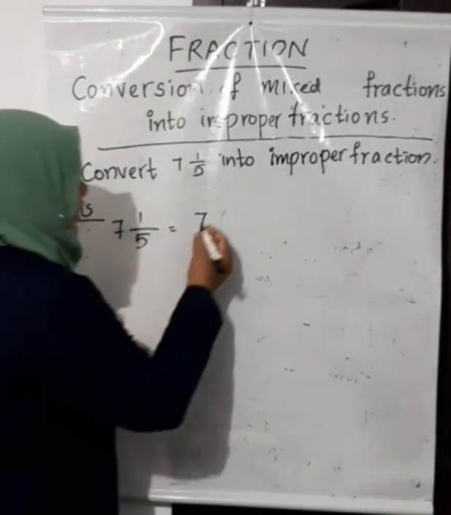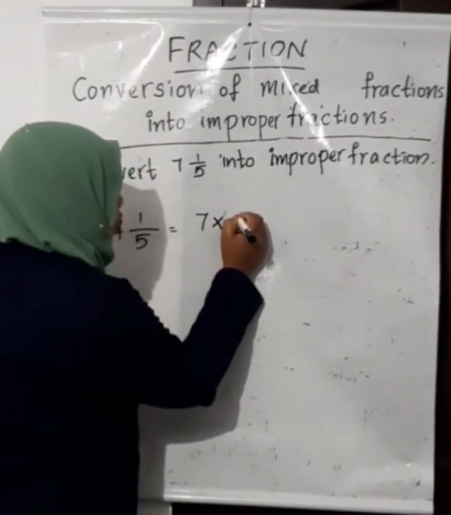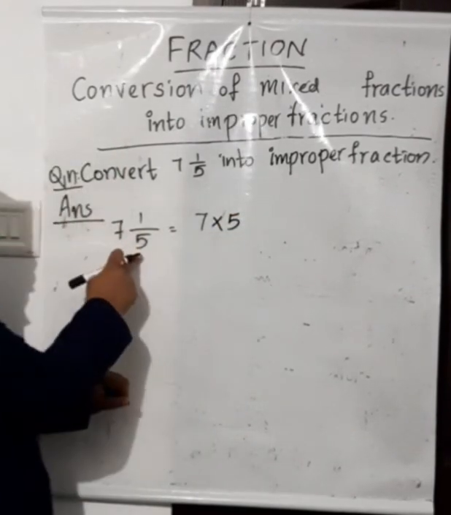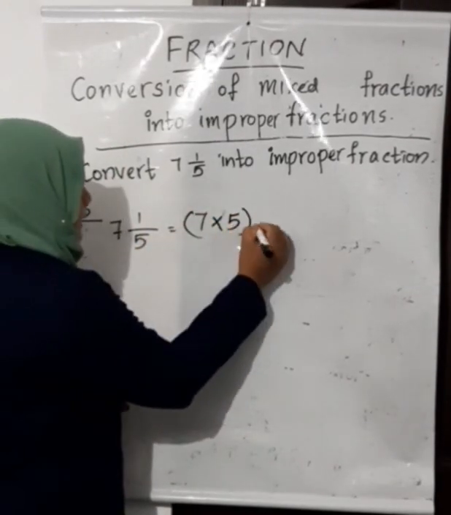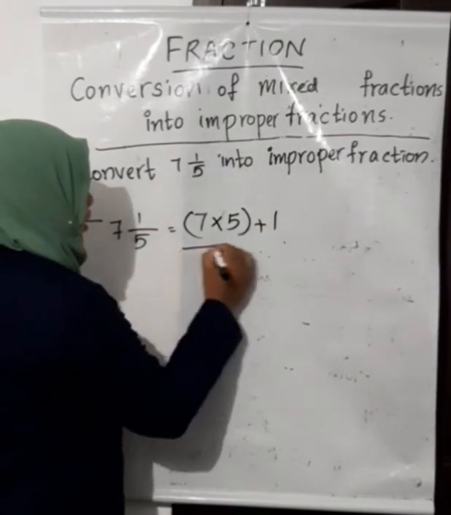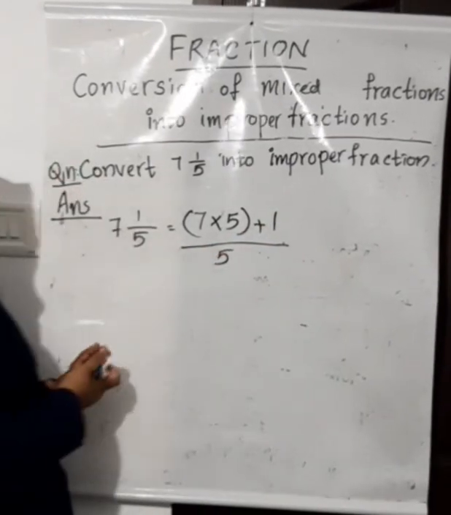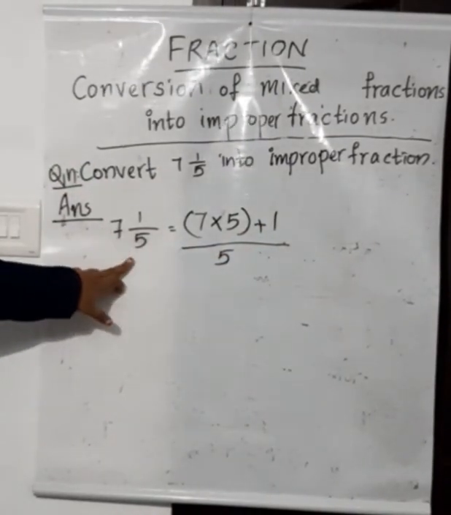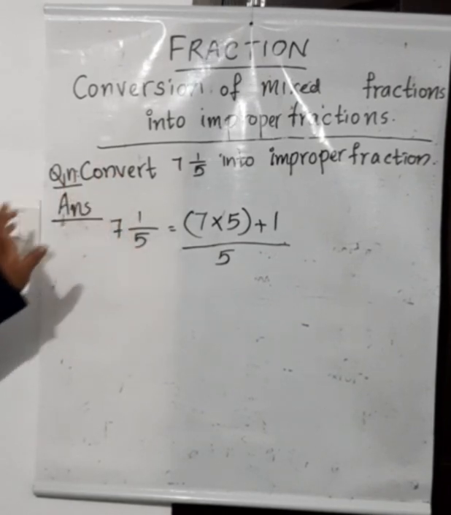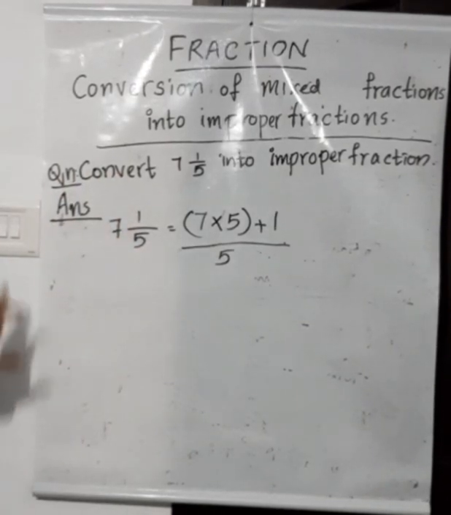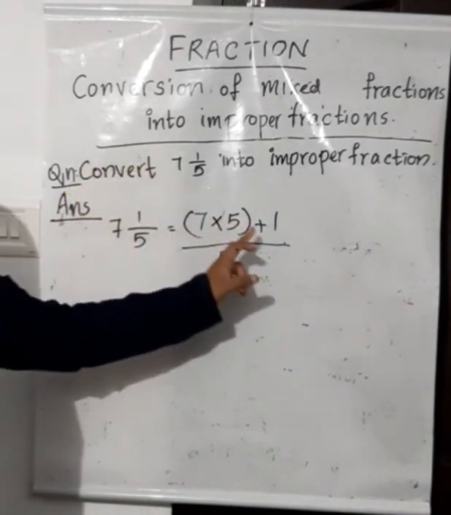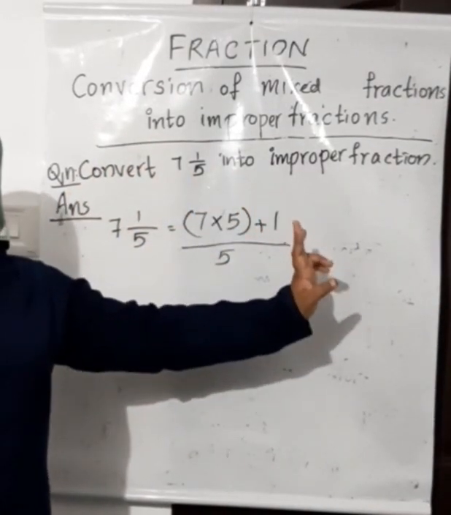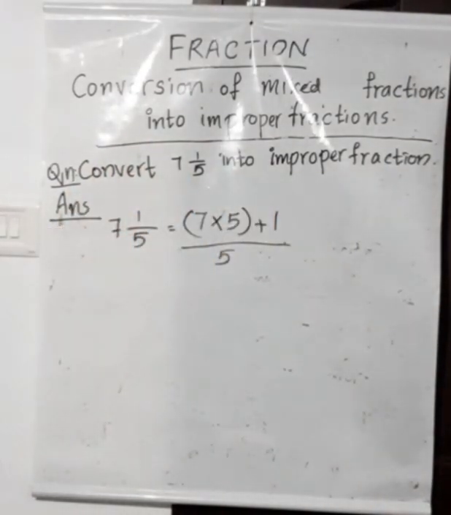So what should you do there? 7 into 5, whole number into denominator, then plus numerator, divided by denominator. Whole number into denominator plus numerator by denominator. Multiply the whole number by the denominator, then add the numerator, all over the denominator.